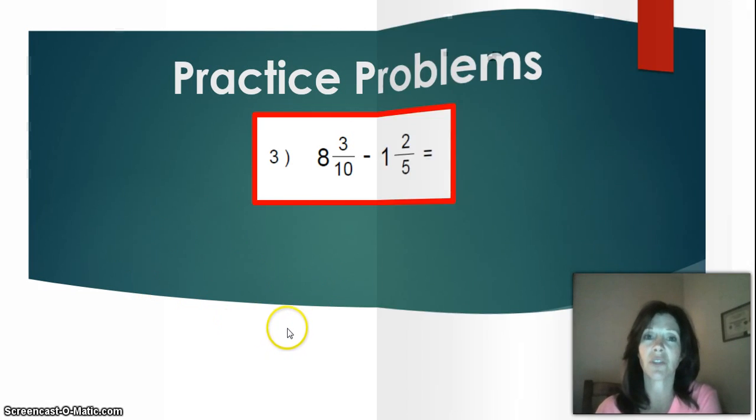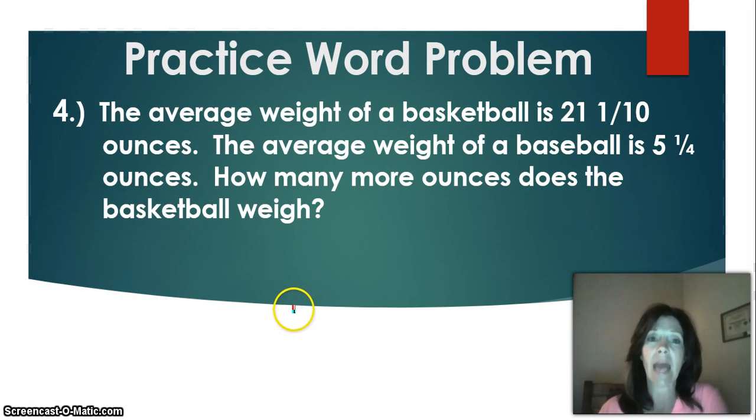All right, let's look at your practice word problem. The average weight of a basketball is 21 1/10 ounces. The average weight of a baseball is 5 1/4 ounces. How many more ounces does the basketball weigh? Try the subtraction problem on your own. Pause the video, and when you're ready, start it again, and we'll see if we got it right. All right, how'd you do? You should have written down 21 1/10 minus 5 1/4.